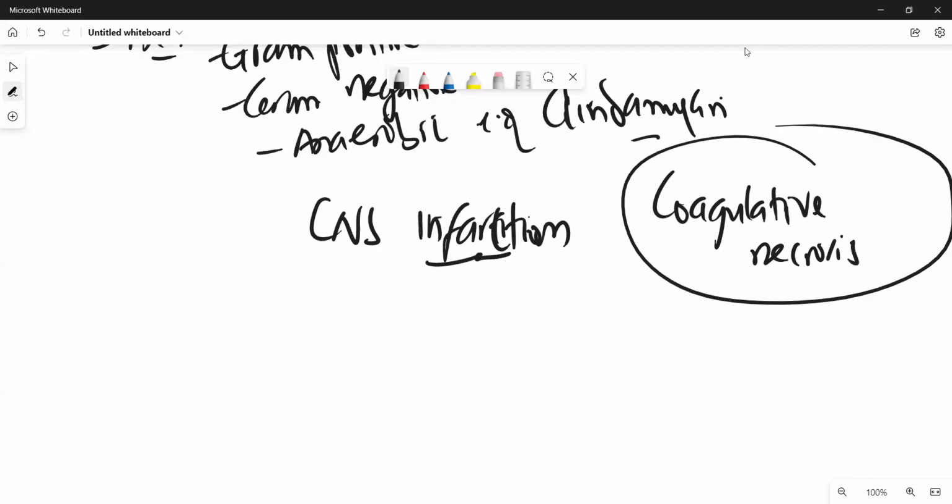CNS infarction is another example of liquefactive necrosis. Like we mentioned yesterday, anytime we have infarction to any part of our organ or tissue, we normally get coagulative necrosis. But the only exception is in the brain, right? So in the brain, infarction will lead to liquefactive necrosis. So let's look at the histology.